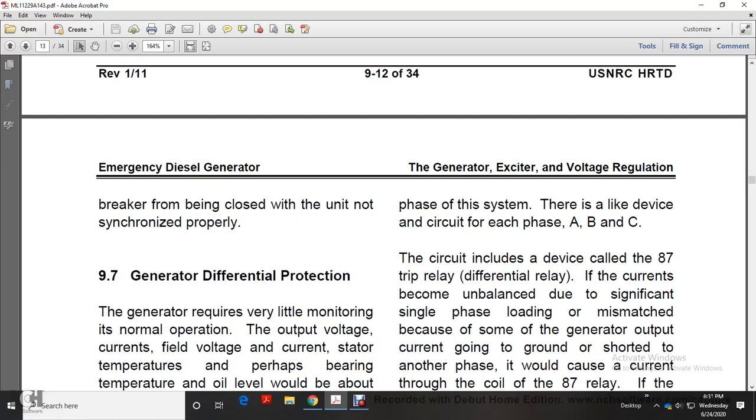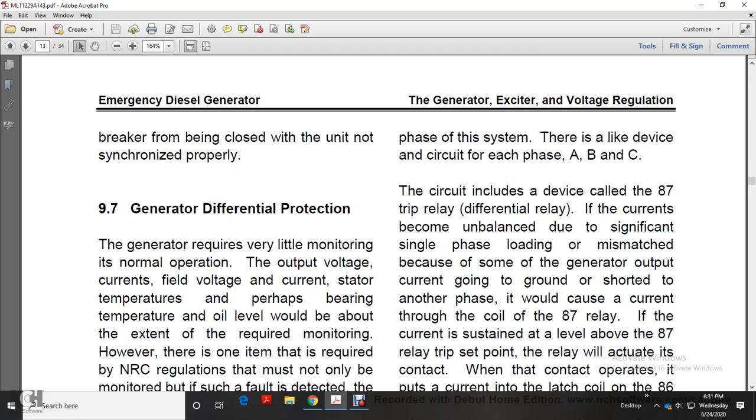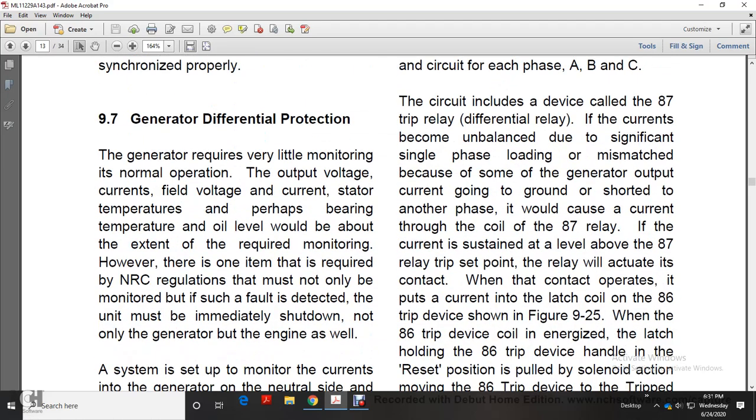Alright, 97, generator differential protection. The generator requires very little monitoring during normal operation. Output voltage and current, field voltage and current, and perhaps the bearing temperature and oil level would be about the extent of the required monitoring.